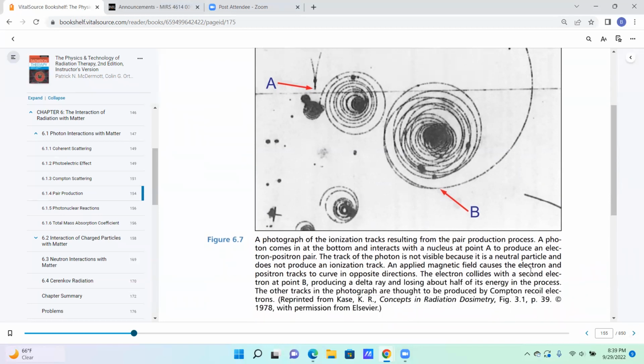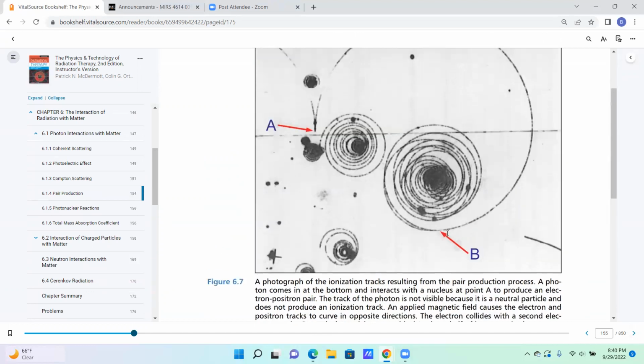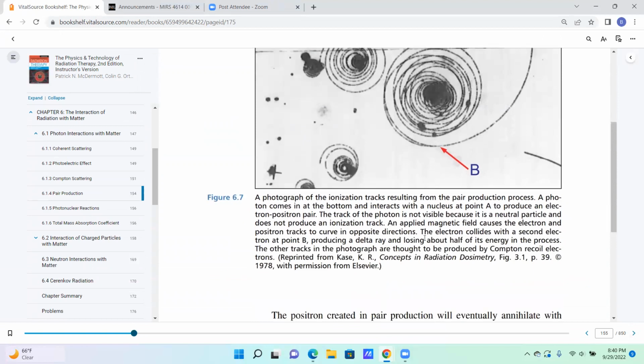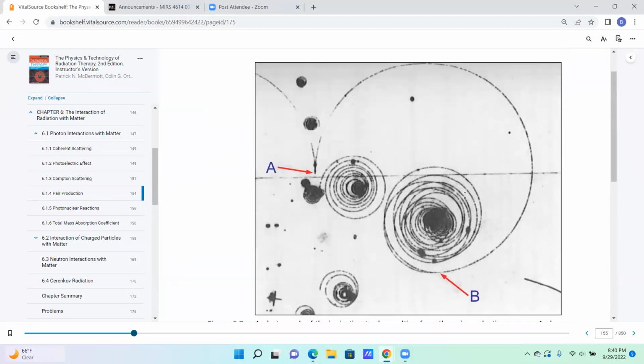If you apply a magnetic field, it causes the electron and positron tracks to curve in opposite directions. And so the electron collides with a second electron at point B, producing a delta ray and losing about half of its energy in the process. The other tracks are thought to be produced by Compton recoil scattering.